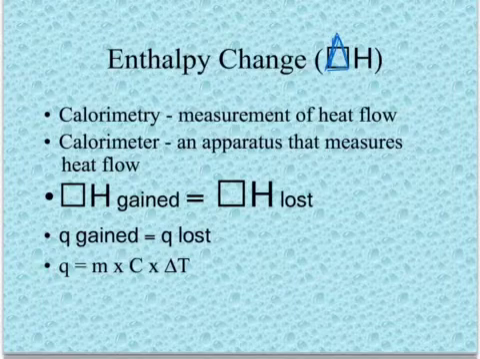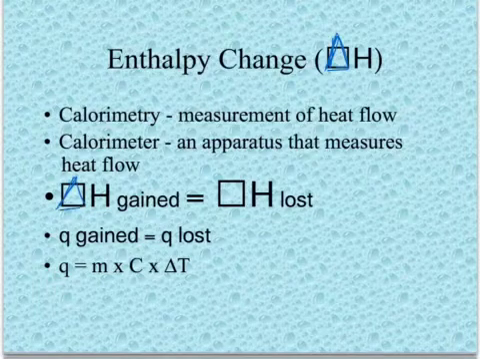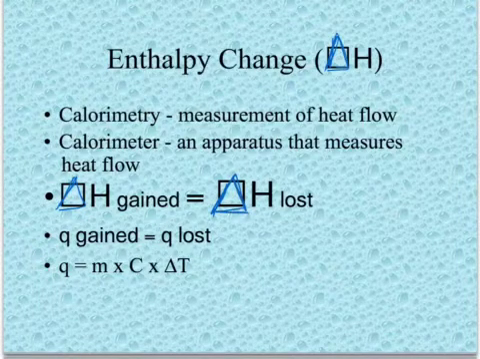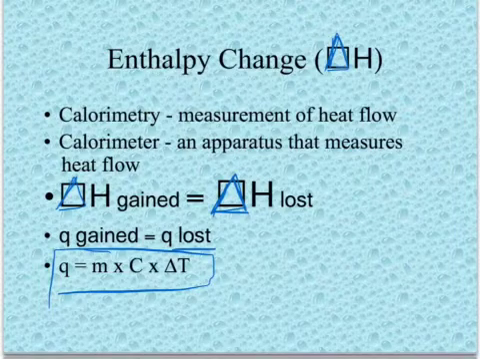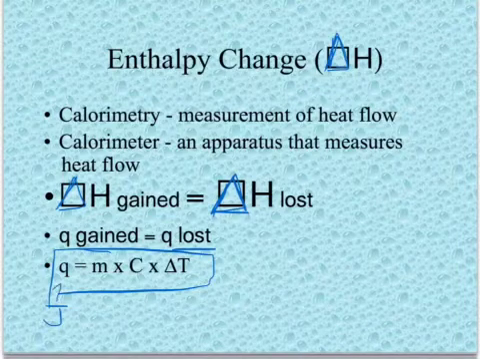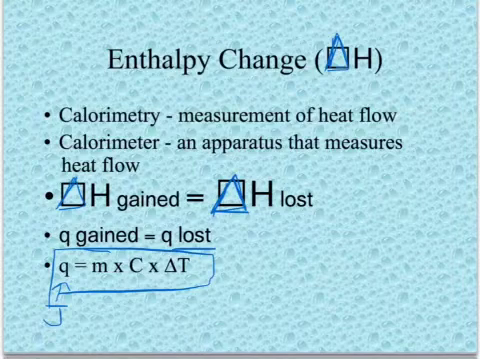So the delta H that's gained is equal to the delta H that's lost, or the Q gained is equal to Q lost. And to do this, we use the formula Q equals MC delta T. Let's go over what each of these values mean. Q is going to be in joules. Our mass will be in grams.